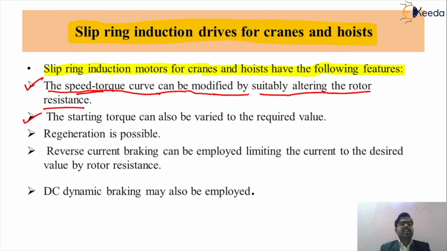So that's why this motor is preferred instead of the squirrel cage induction motor in a particular application. Okay, the starting torque can also be varied to the required value. As we have seen, while using different speed control strategies by rotor resistance control, we can change the starting torque as per our requirement. So the slip ring induction motors are advantageous over the squirrel cage induction motor. Then obviously regeneration is possible with the slip ring induction motor.